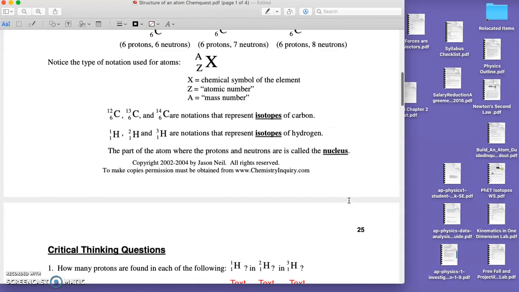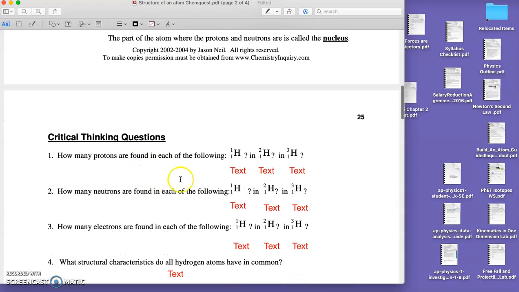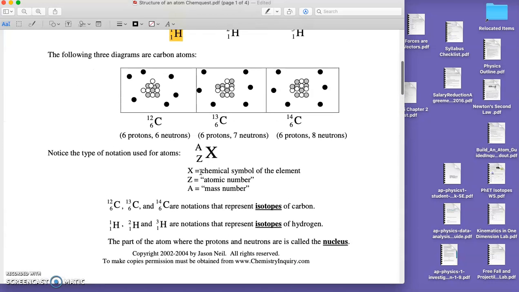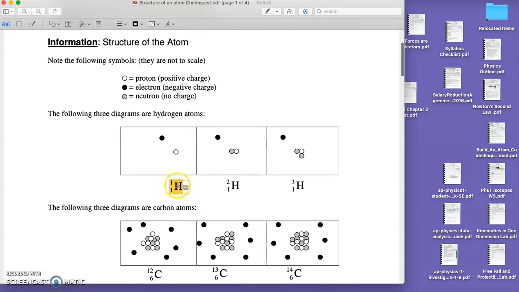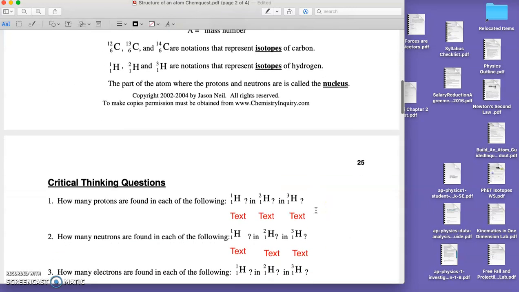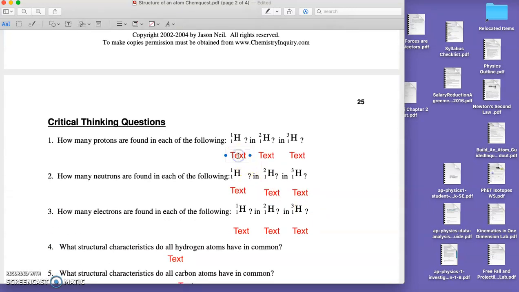So first question, how many protons are found in each of the following? So let's look at our H's. All right, this first H has one proton, the second H has one proton, and the third H has one proton. So we're going to say 1, 1, and 1. So we got one proton in each.